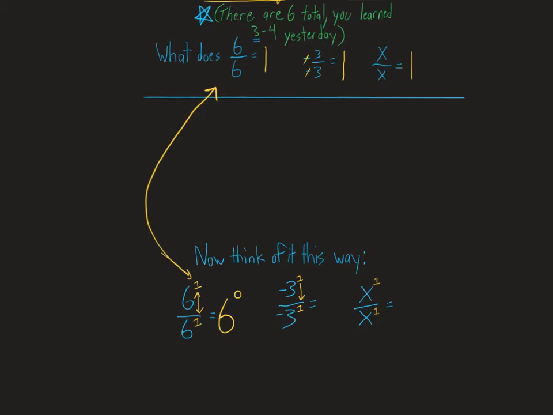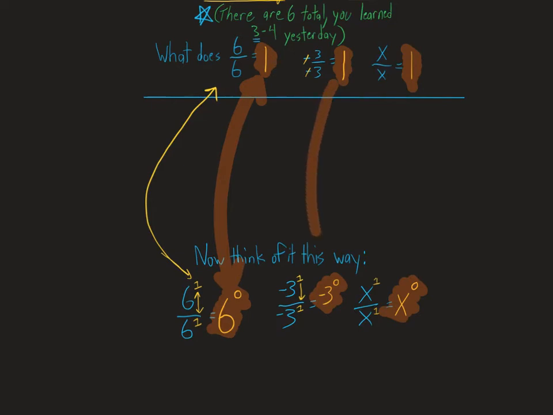They're common bases with the negative 3's. I'm going to subtract their exponents. I end up with negative 3 to the 0. And even here with a variable, I end up with x to the 0 if I just subtract their exponents. Now, this is true. 6 over 6 does equal 1. Negative 3 over negative 3, x over x. Those are all true. But following the exponent rules we've learned so far, this is also true. Therefore, these must be equivalent. They must both be true. That means they equal each other.